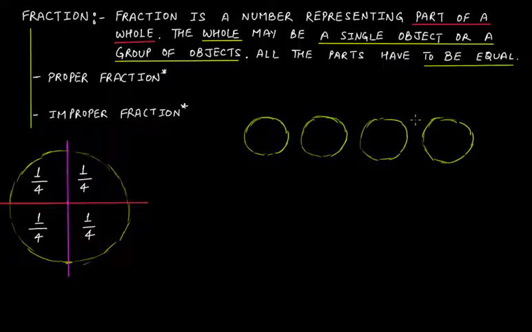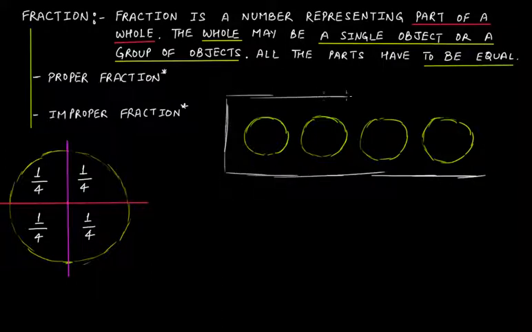Because we will concentrate our discussion now on this part, that a whole may be a single object or a group of objects. What we saw in the previous discussion was that we took only one pizza and considered it as a whole, one complete unit. In this, we have taken 4 pizzas of equal sizes, and let's suppose that this whole collection of 4 pizzas is a single unit, that's a whole. We are talking about a whole. So if I say this is my whole, this is my whole.